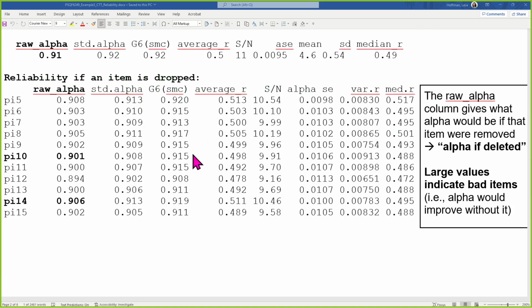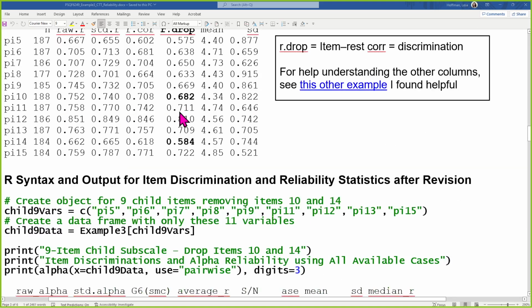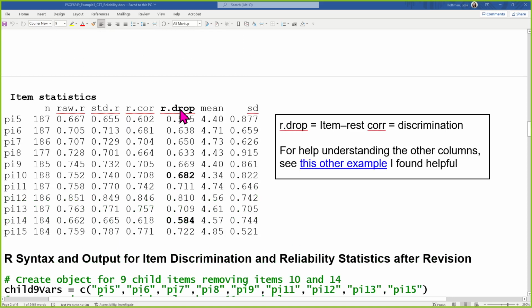I found an article that helped me figure this out, and I think I linked to it in this handout somewhere. Raw alpha is alpha if deleted. Each of these packages gives you a standardized version or an unstandardized. Just use the unstandardized. I don't know what this is. This is some other reliability statistic, and I'm not sure what most of the others are either. But this table has alpha if deleted. And then there's another table that is r.drop. That is the item rest correlation.